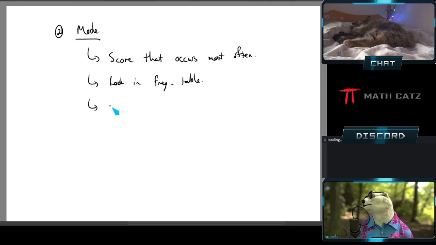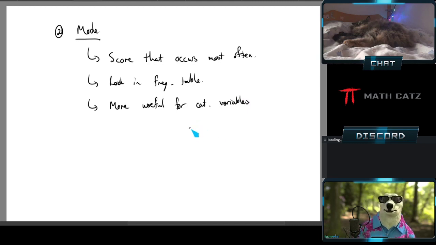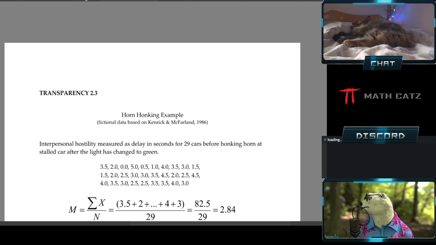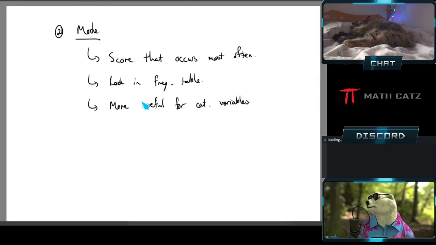And this is more useful for categorical variables where I can't perform a calculation on them, right? There is no average of categories. Categorical variables where I want to say, oh, this category occurred most often. I thought I had a graph on that, but I don't. It's so simple. Apparently it doesn't need a graph.